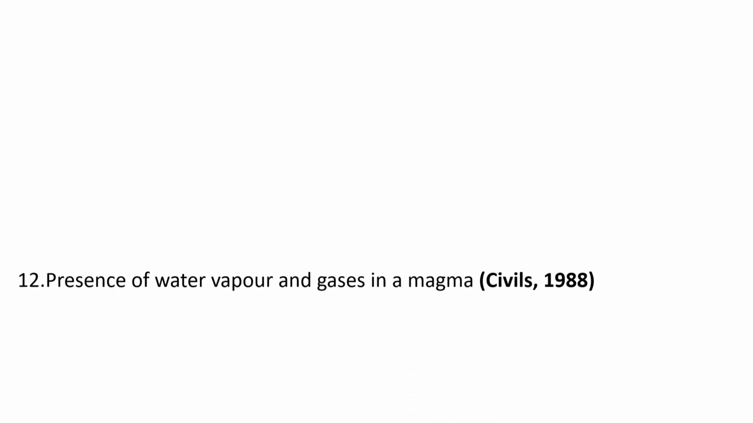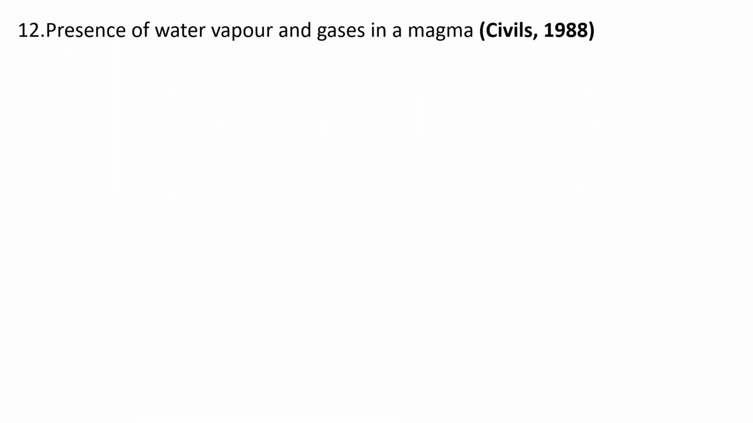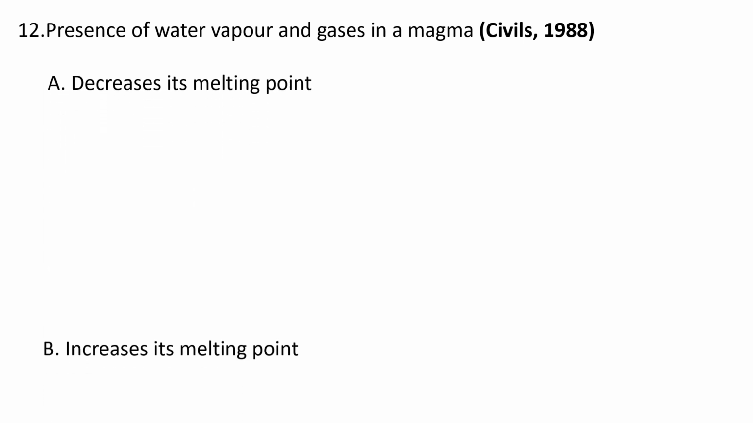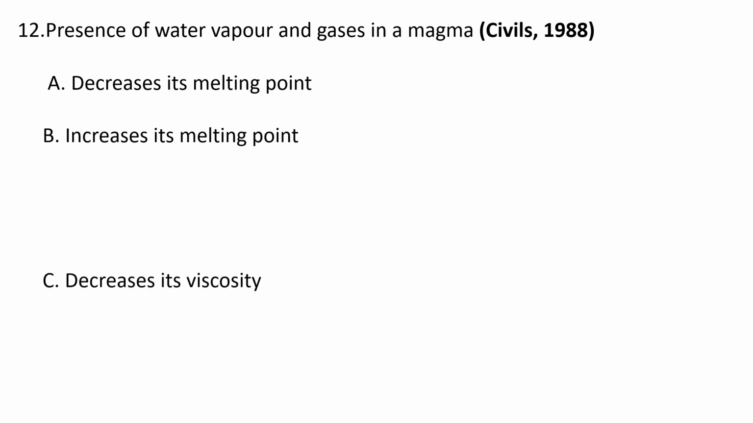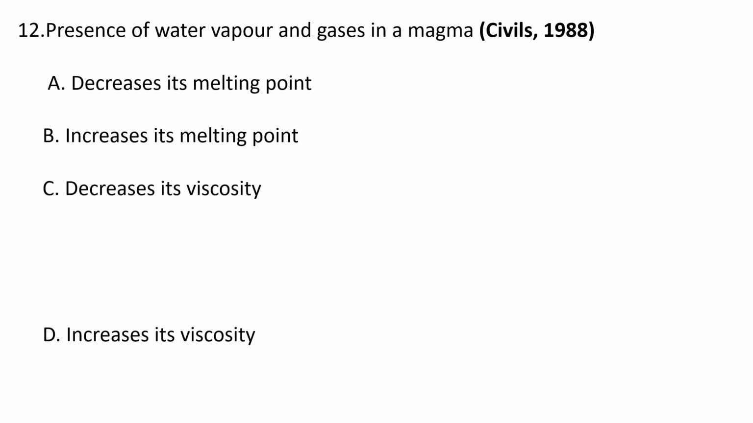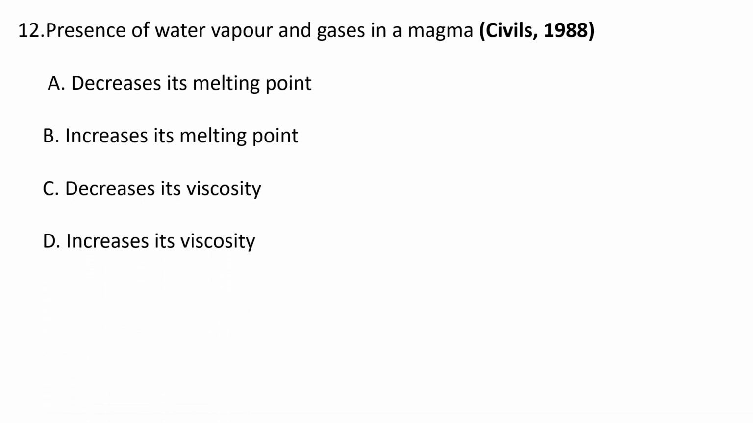Next question. Presence of water vapor and gases in a magma, A, decreases its melting point, B, increases its melting point, C, decreases its viscosity, D, increases its viscosity. So the presence of water vapor and gases in a magma decreases its viscosity. So the water decreases the viscosity of magma, which is basically how thick or runny a liquid is. So the presence of water vapor and gases in a magma decreases its viscosity.